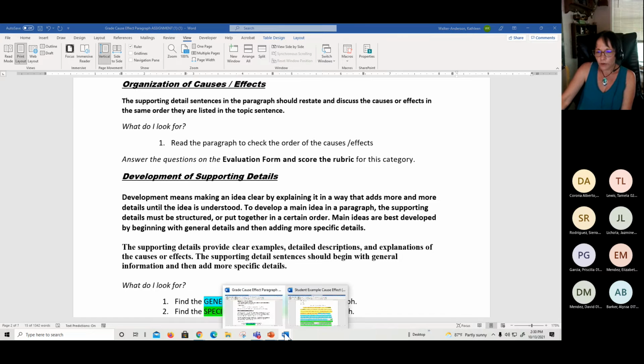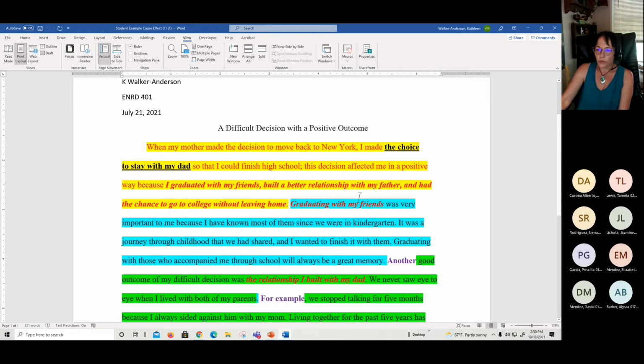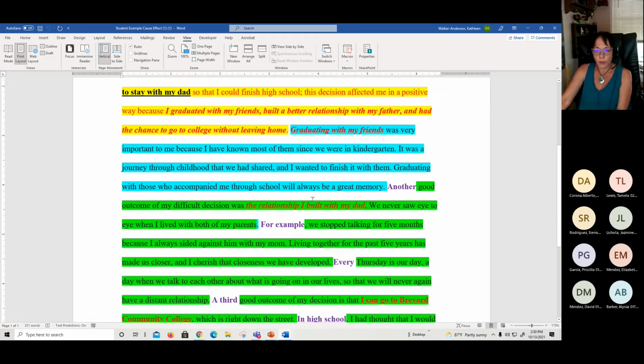Okay, so I'm going to go to the paragraph. And here, they're highlighted throughout the paragraph what the causes and effects are. So first, graduating with my friends. I graduated with my friends is the first thing listed in the topic sentence. The relationship I built with my dad.